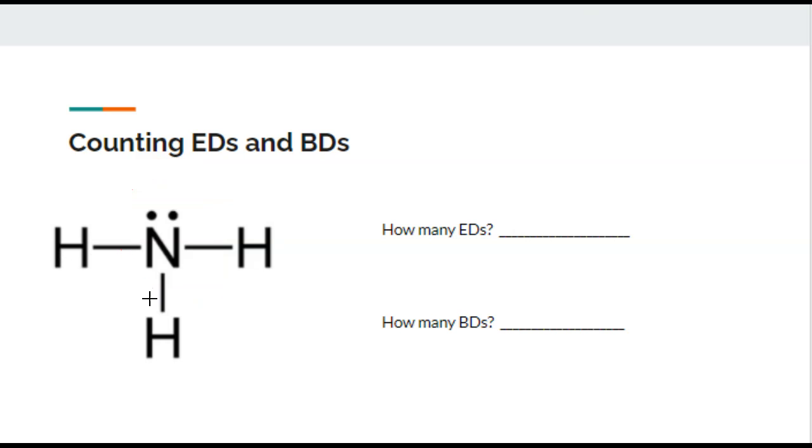Keep in mind that bonds have two electrons in them. So each of these lines is an electron domain, plus there's this electron domain up here. So how many electron domains are there? There are 4 electron domains. Now, how many of them are bonding domains? Well, that's a fairly straightforward question, because how many bonds are there? There's 1, 2, 3. So there are 3 bonding domains.